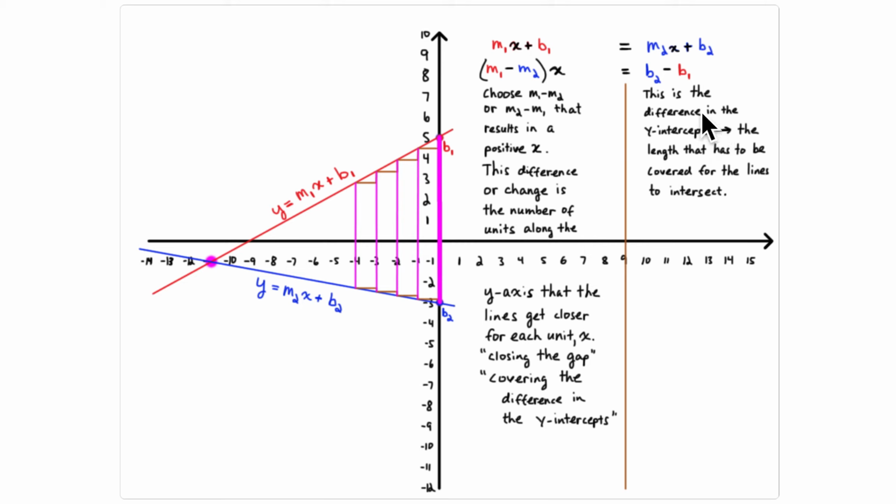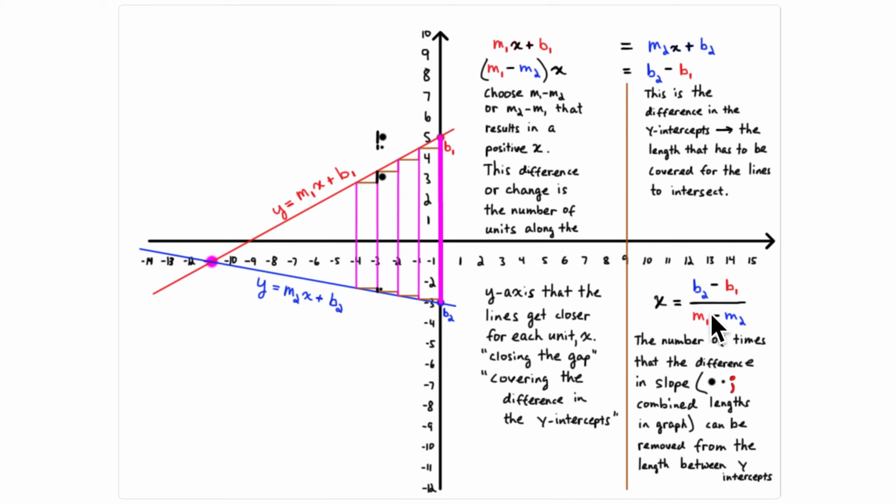All right, then on this side, this is the length along the y-axis. This is the difference in the y-intercepts, the length that has to be covered for the lines to intersect. So this length has to be removed or covered for these two lines to intersect down here. So x is equal to b2 minus b1.